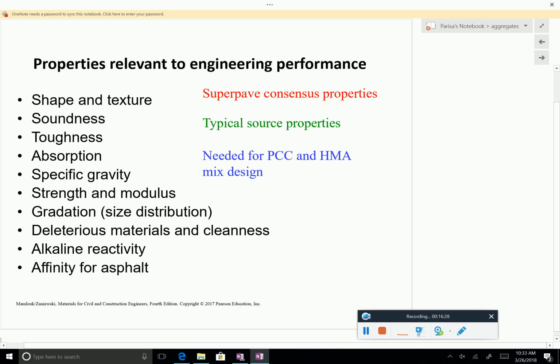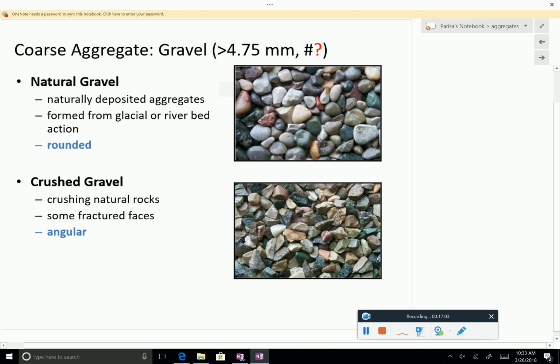In terms of other properties, these are some of the properties that are important for concrete and asphalt concrete design: shape and texture, soundness, toughness, water absorption, specific gravity, strength, gradation, and whether they contain some other substances that can have reactions that we don't necessarily want with, let's say, cement. So we want to kind of go through each one of these properties.